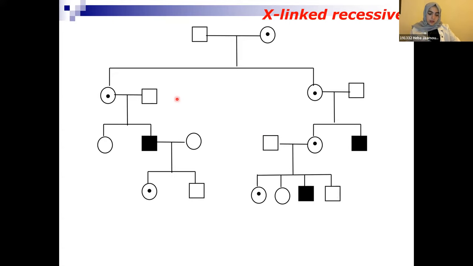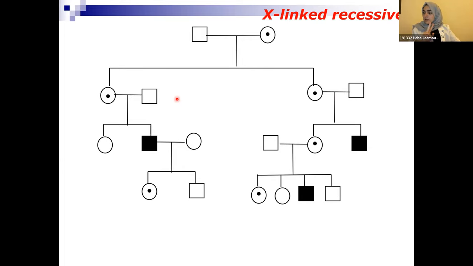Okay. Let's talk about X-linked recessive diseases, okay? The first thing that you have to remember about this is that only males are affected with X-linked recessive diseases, okay? And females are always carriers. Why is that? Remember that males have only one X chromosome. So if it's affected, that's it. There is no other X chromosome that is going to show healthy features or basically cover the disease.